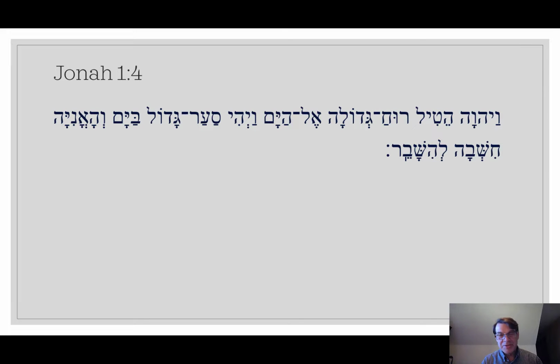Now the fun begins. So we've learned the Hebrew consonants, we've learned the Hebrew letters, we've even learned a little bit about the accents. But now we're going to actually start learning the grammar of the language. So let's commence with Jonah 1:4. We're finally continuing in the book of Jonah.